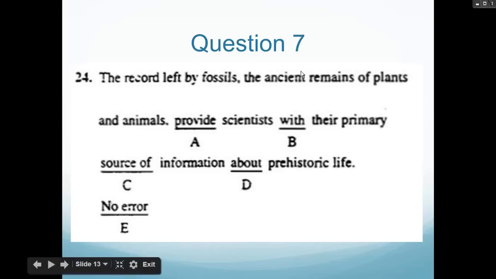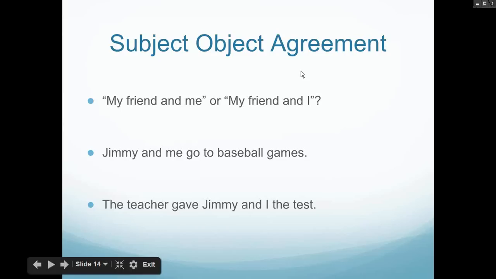Okay, let's move on. So our next rule we're going to cover tonight is subject-object agreement, okay? And students always say to me, how do you know when it's "my friend and me" or "my friend and I"? So here we have a couple of sentences trying to throw you off. The next one would be "Jimmy and I go to baseball games." Why?